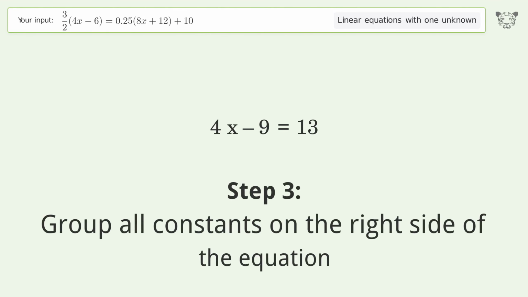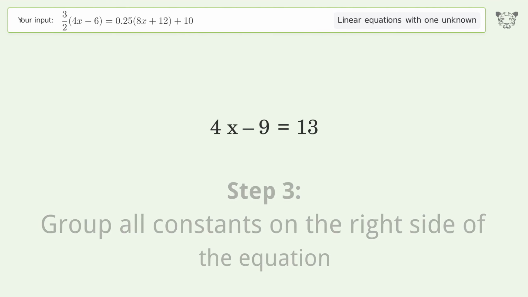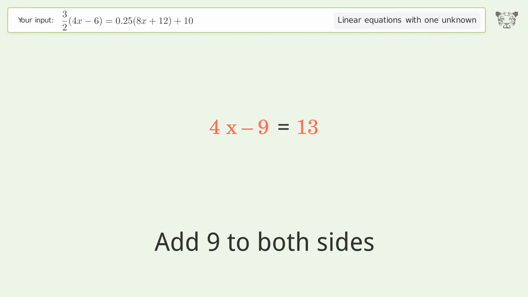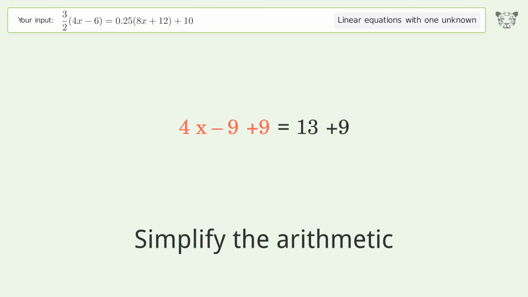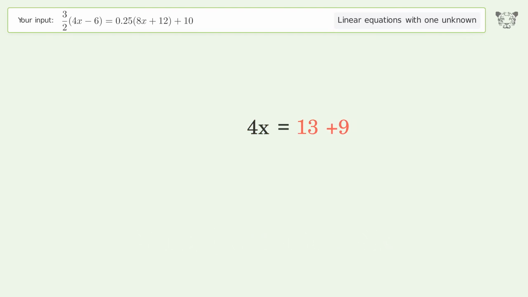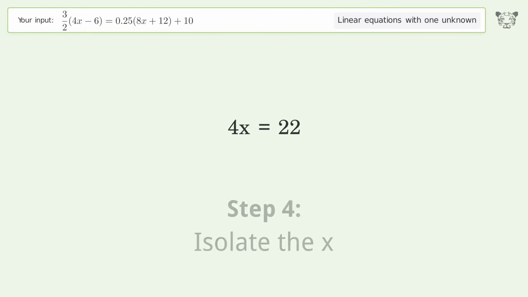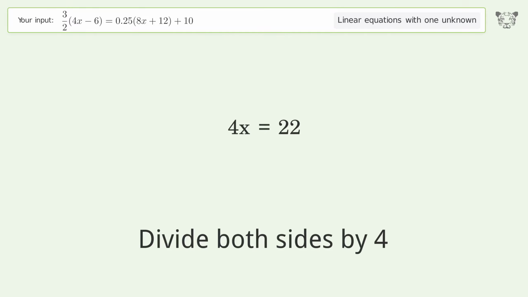Group all constants on the right side of the equation. Add 9 to both sides. Simplify the arithmetic. Isolate the x. Divide both sides by 4.